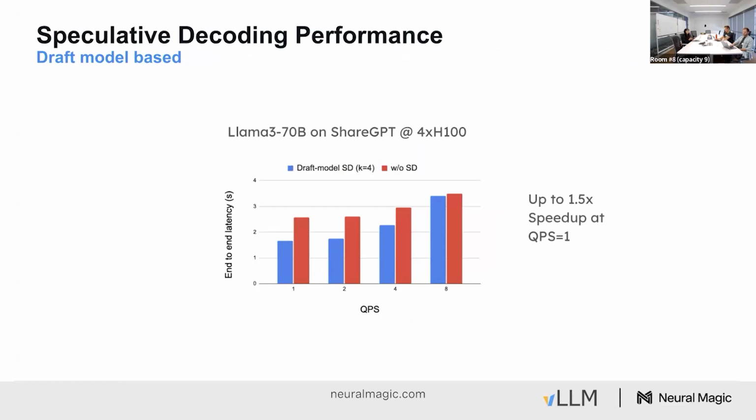So after going through all types of speculative decoding support in vLLM, what does the performance look like? The first performance I show here is a draft model-based method. Basically, it's a Llama 3 70B model on the ShareGPT dataset with 4 H100s. The x-axis is different QPS, the y-axis is end-to-end latency. The blue bar is the method with speculative decoding, and the red bar is the original, normal decoding. You can see that it can achieve up to 1.5x speedup at QPS 1.